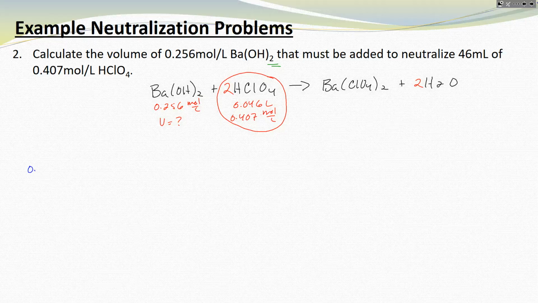So I have 0.046 liters, and I want to get rid of liters, so I'm going to put them in the bottom, moles in the top. We know from the question that 0.407 moles for every 1 liter. So 0.046 times 0.407.